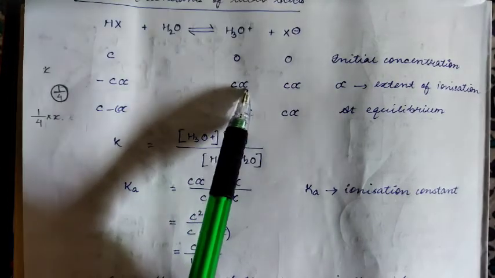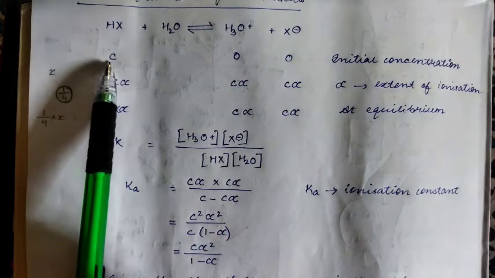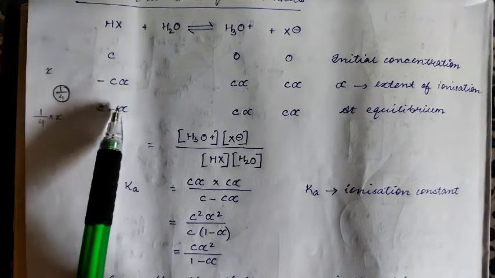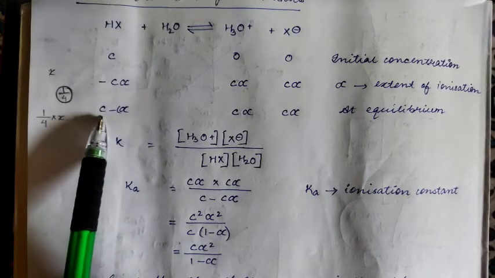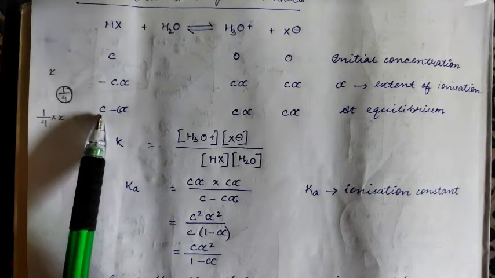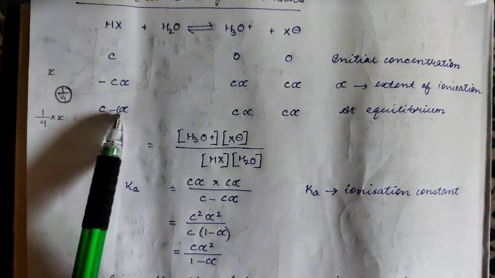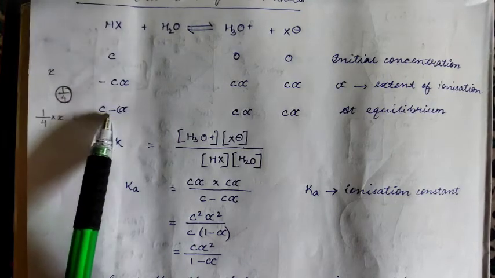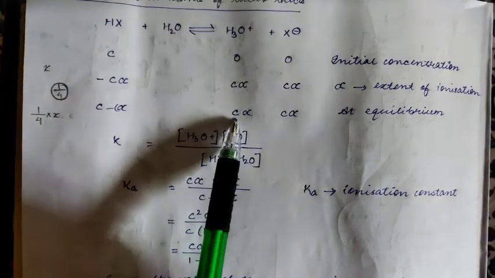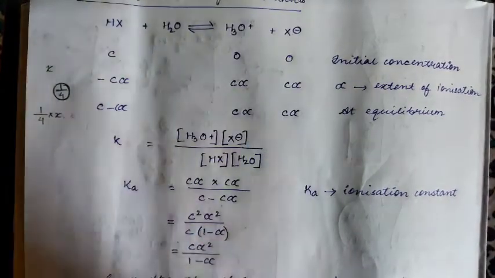So if C alpha is the number of ions formed, then from the initial concentration you have to remove the C alpha. So initial concentration minus the number of molecules that are ionized. Okay, so C minus C alpha. Clear? So see here also it's C alpha.